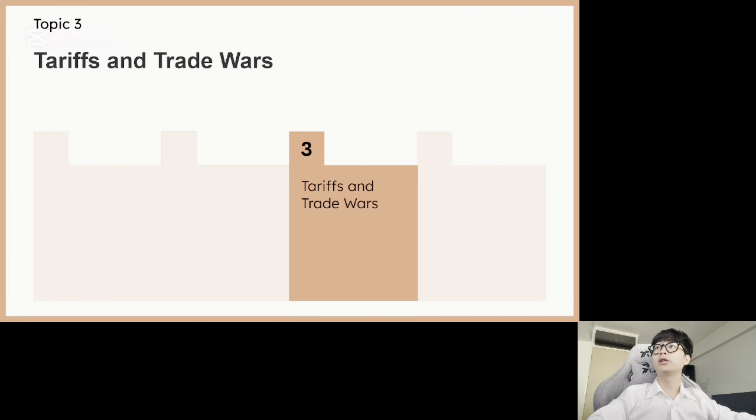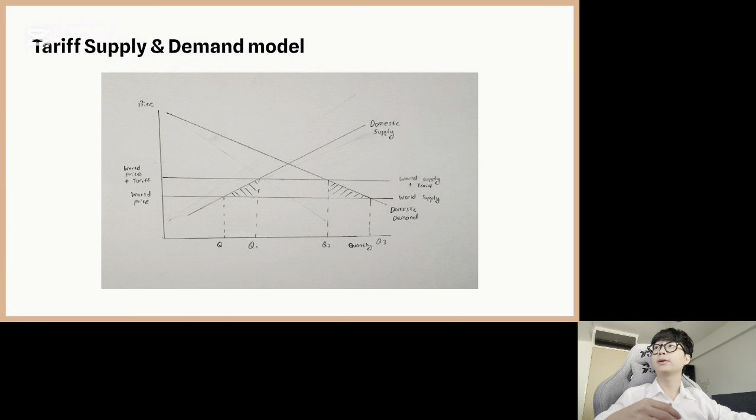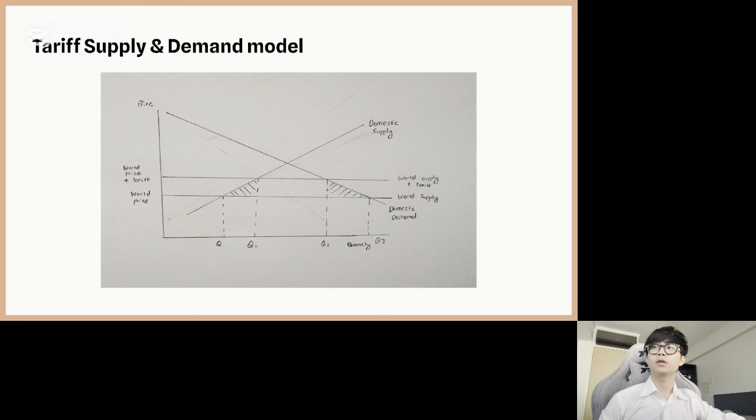Next, we'll be talking about the tariff and trade war. So, a tariff supply and demand graph shows that the tariff, a tax on imports, raises the prices of a good, leading to a contraction in domestic demand and an expansion in domestic supply. This results in a decrease in imports, with the government gaining tariff revenue and domestic consumers experiencing a loss of consumer surplus, while domestic producers and the government typically see gains.